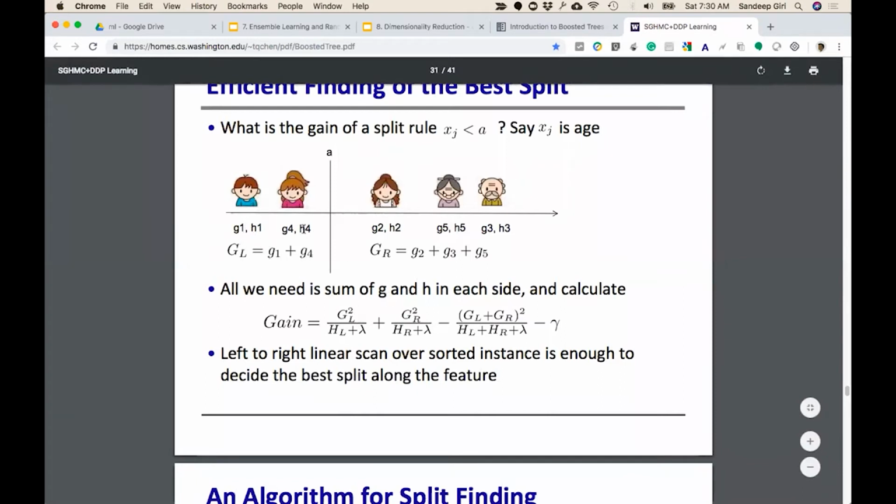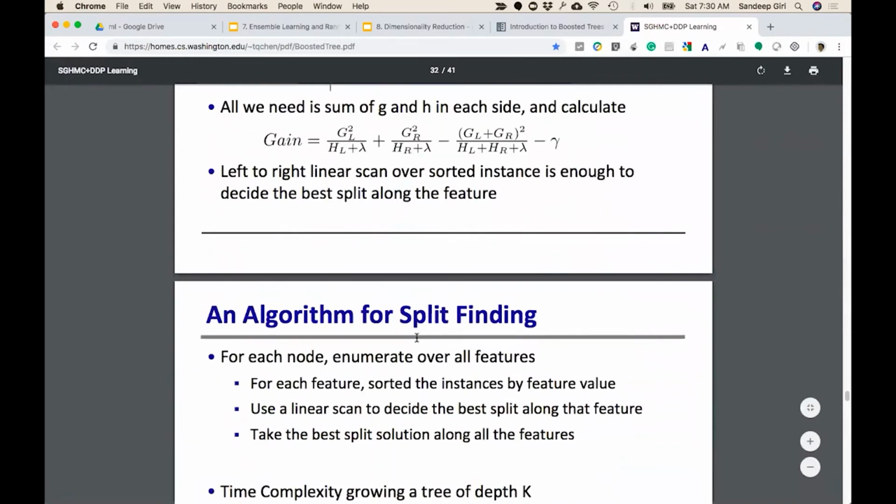Okay, and if you sum up the second derivatives of the loss, that becomes our capital G, capital H, and that's what is happening.